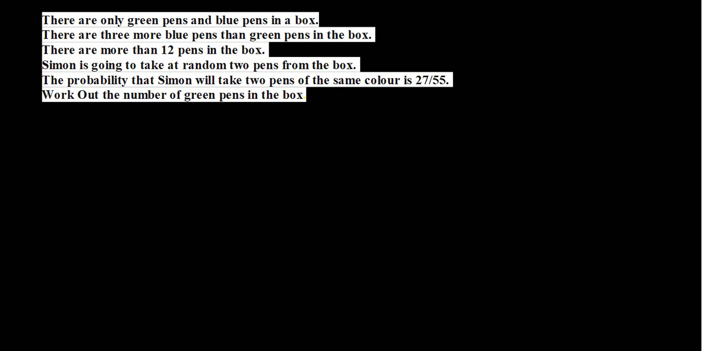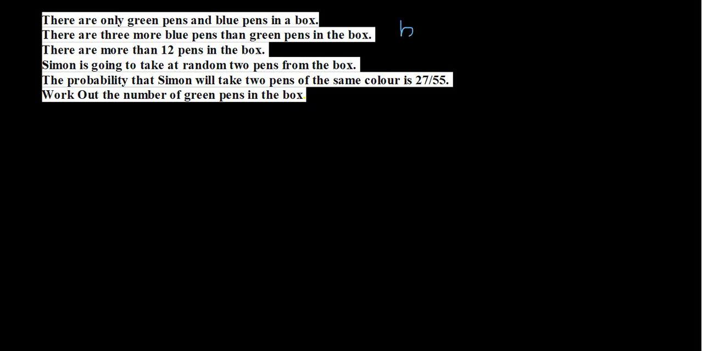The question reads as such: there are only green pens and blue pens in a box. There are three more blue pens than green pens in the box. I'm going to stop there. Let's call the blue pens B and the green pens G. So that's B equals G plus 3.